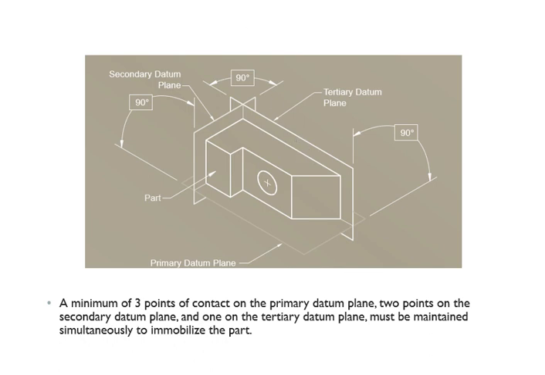So what are these points of contact? It's kind of like you're guarding the entire part so the part won't move. So that's what it's saying. Simultaneously, to immobilize the part, you need 3 points of contact: 1, and then 2, and then 3. For secondary, you have 2, and then tertiary, you have only 1.